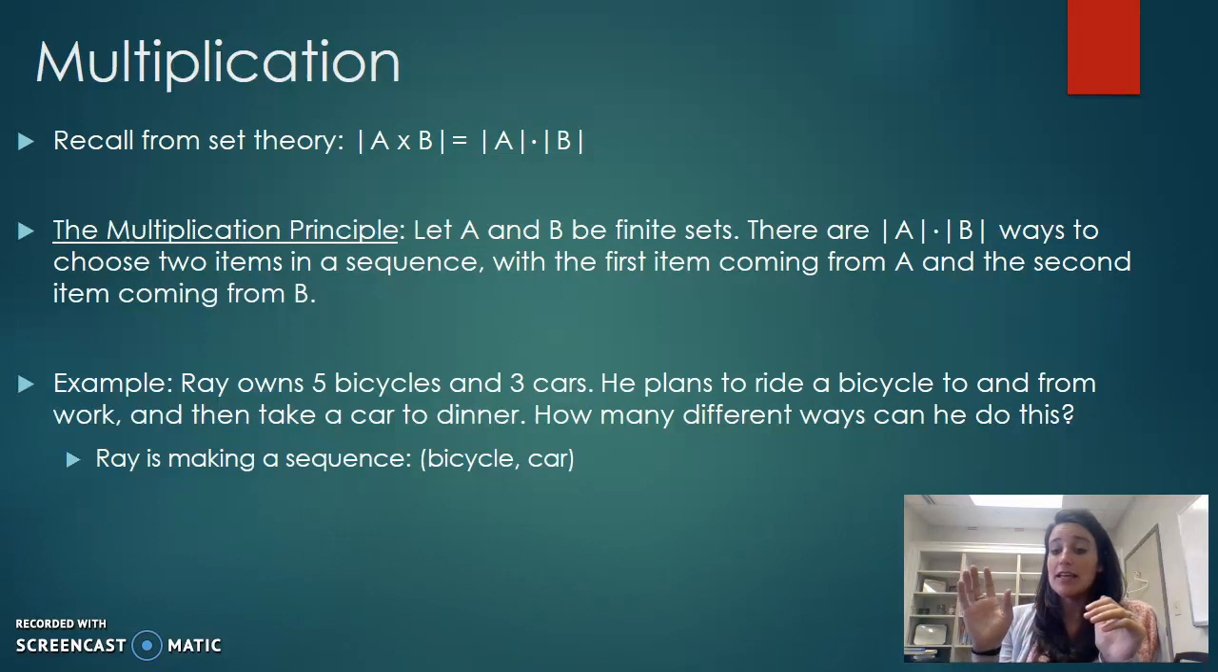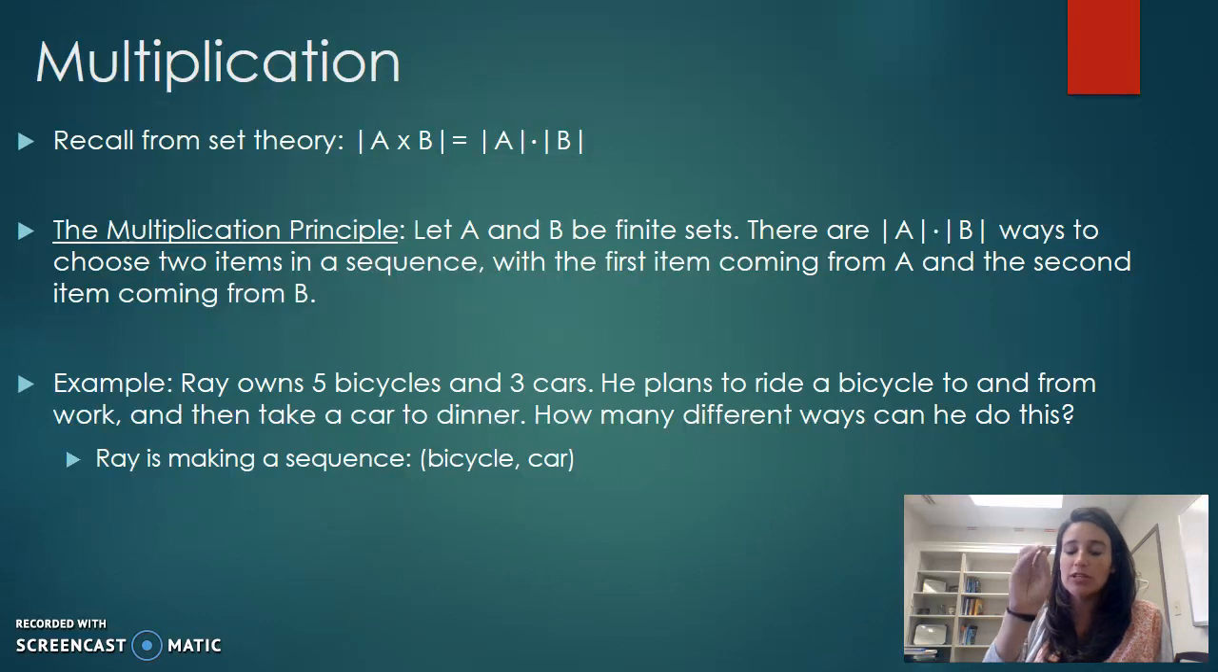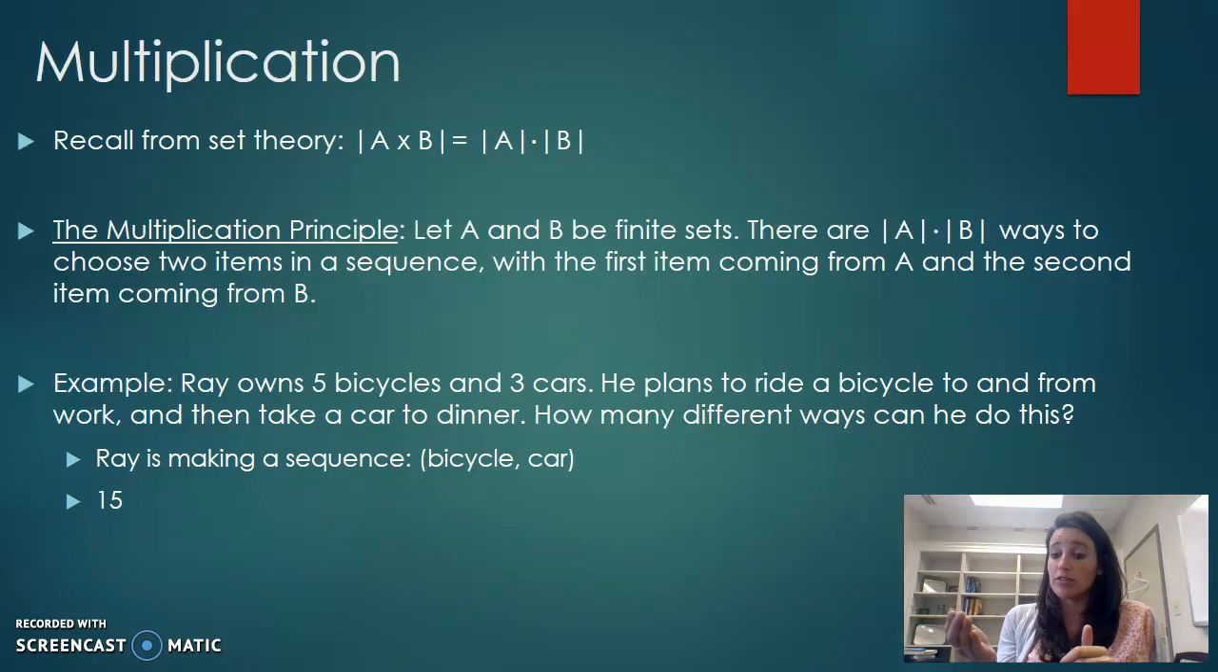And any one of the 5 bicycles can be paired with any one of the 3 cars. So think about taking bicycle 1 to work, then choosing any one of the 3 cars to go to dinner. Bicycle 2 can be paired with any one of the 3 cars, and so on. So to find the number of choices here, we simply multiply. 5 bicycles times 3 cars is 15 different options for taking a bicycle to work and then a car to dinner.